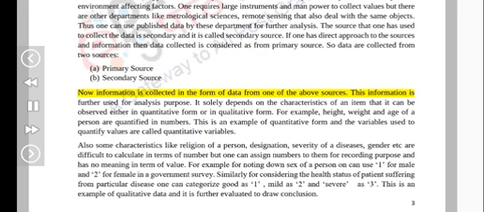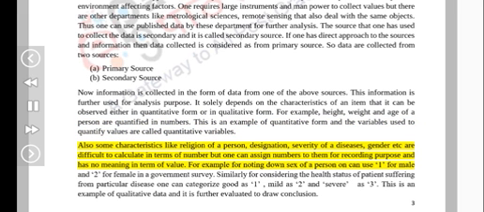Now information is collected in the form of data from one of the above sources. This information is further used for analysis purpose. It solely depends on the characteristics of an item that it can be observed either in quantitative form or in qualitative form. For example, height, weight and age of a person are quantified in numbers. This is an example of quantitative form, and the variables used to quantify values are called quantitative variables.